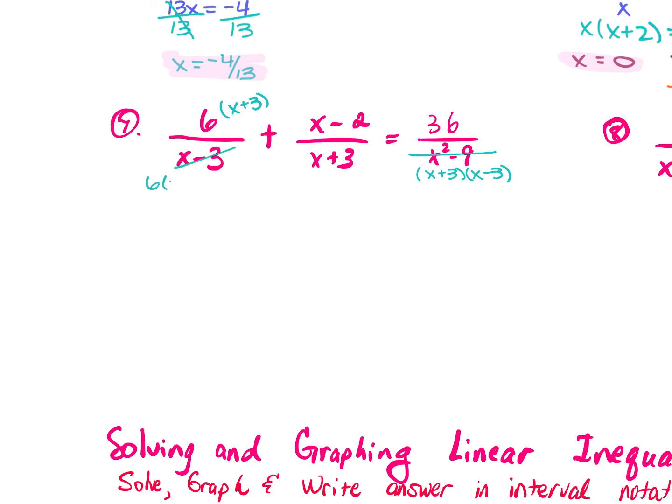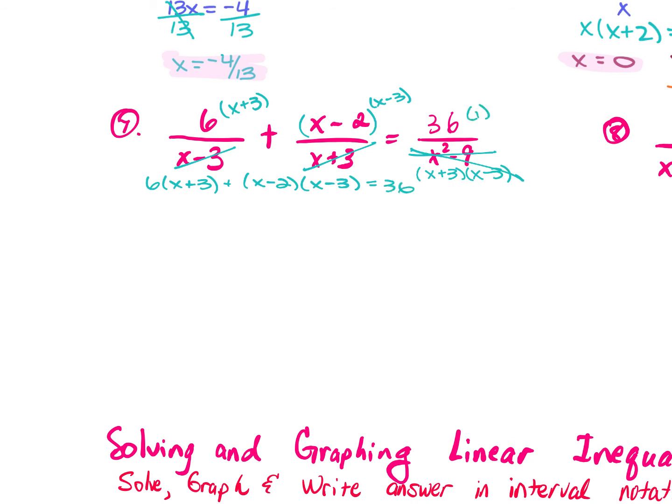So this is just going to be 6 times x plus 3. What about the second fraction, that x minus 2 over x plus 3? What are you going to multiply that one by to get rid of the x plus 3 on the bottom? So that's going to be plus x minus 2 times x minus 3. That 36 over x plus 3 times x minus 3, what's going to happen with that? It just equals 36.